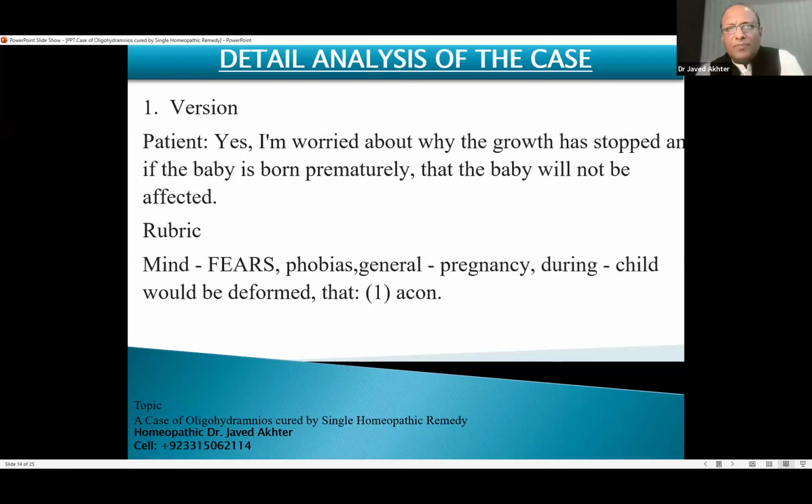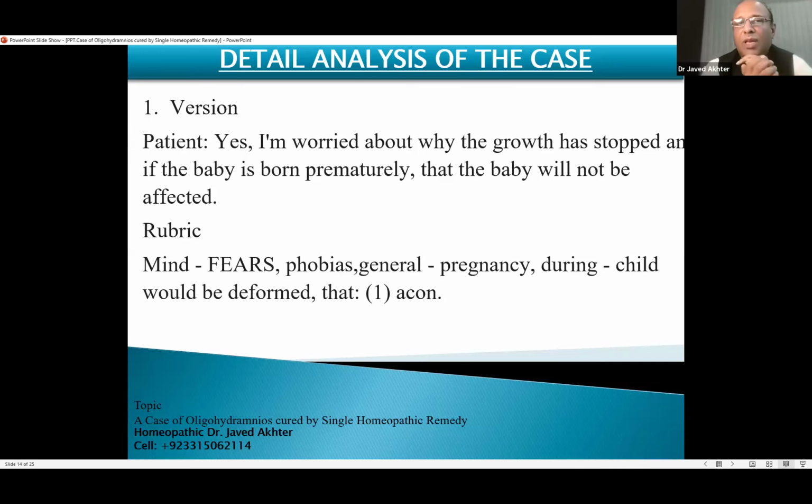The patient said, yes, I'm worried about why the growth has stopped, and if the baby is born prematurely, the baby will not be affected. Actually, basically, this is the concern of the patient. The patient has severe anxiety, severe tension. So this is the main concern of the patient.